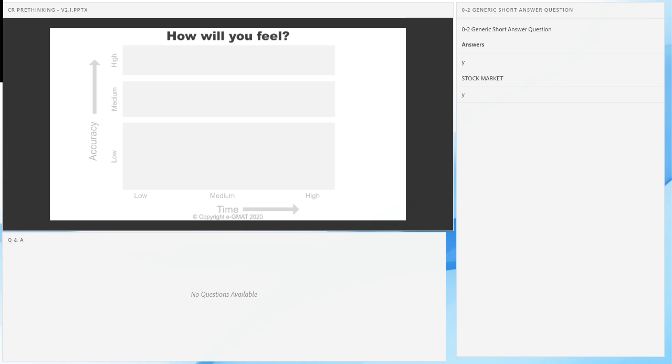Bottom line is, if you're trying to build a skill, and if building that skill doesn't require you to go slow, then you're probably not learning something new. The same holds true for critical reasoning. The way you're going to feel is something like this.